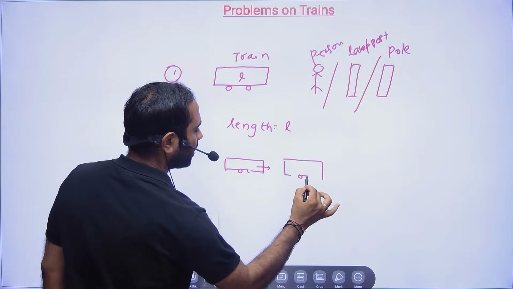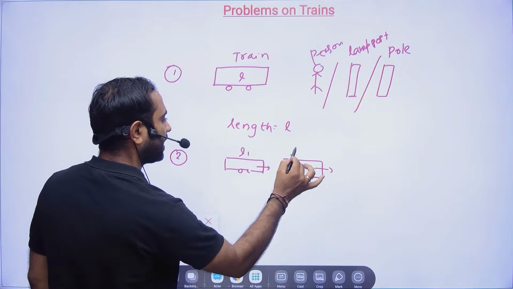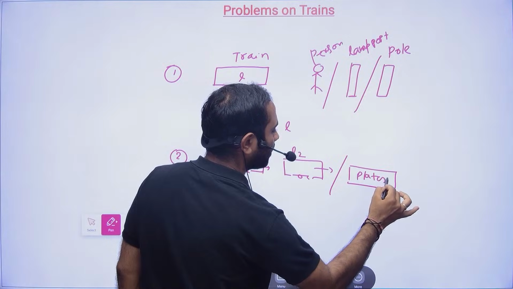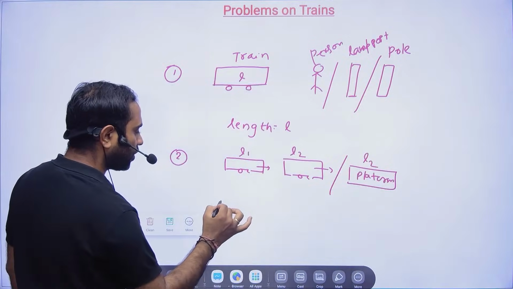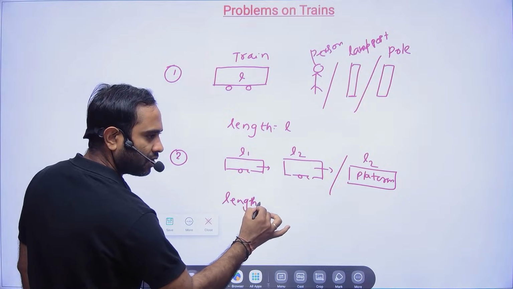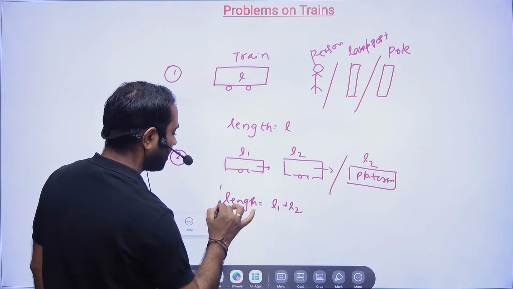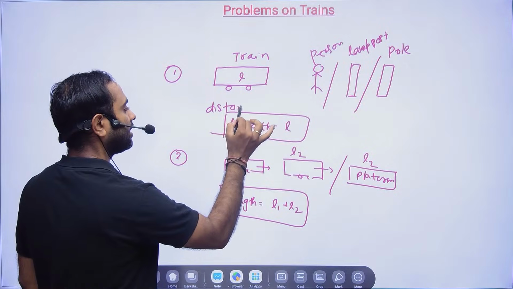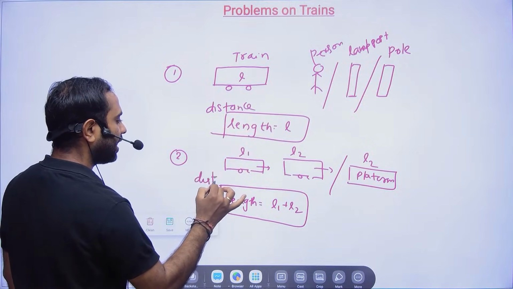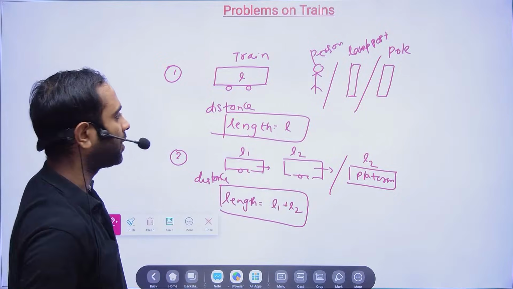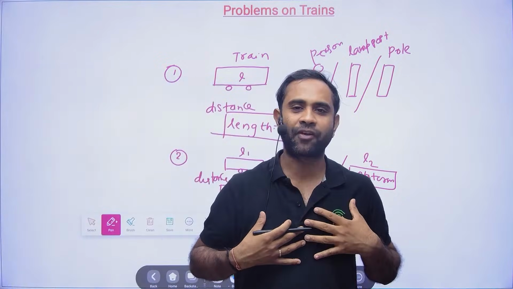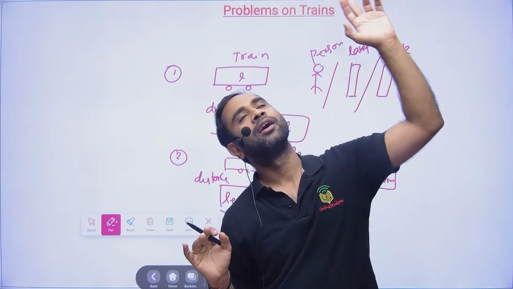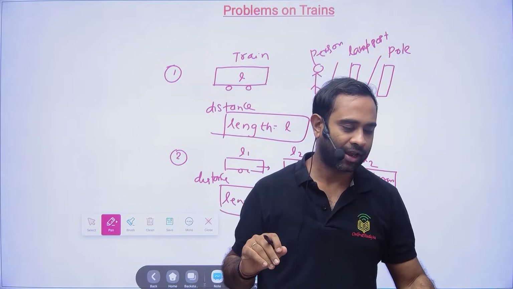But if a train crosses another train, like suppose L1 and L2, or a platform L2, then the total distance or total length will be L1 plus L2. This is very confusing, so please keep that in mind. Here the distance will be only the length of the train, but here the distance will be the length of both the trains, or the train and the platform, because in front of a train I am negligible. If the train touches me even from one corner, I will be seen in heaven only. Heaven or hell, whatever it is.